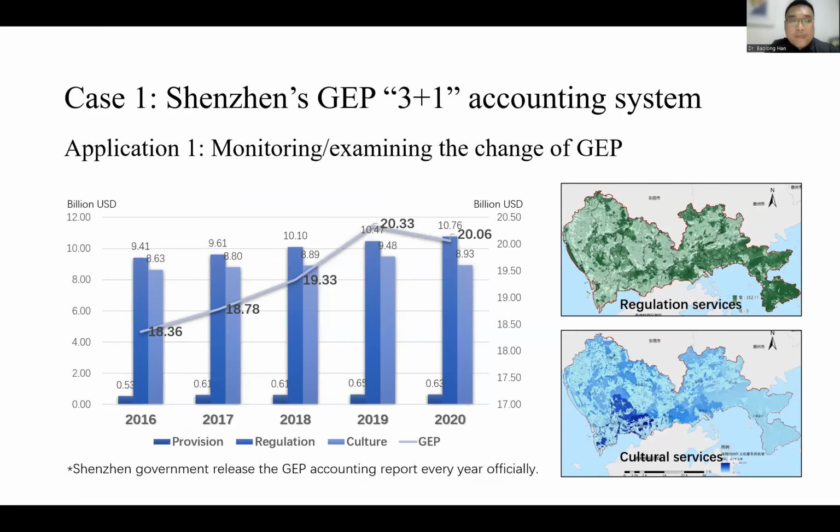That's the result. The central government has been releasing their city's GEP for 3 years, 2020, 2021 and 2022. For these 3 years, they released their GEP officially. And we can see the change of GEP for this city. Because of COVID-19, this city's cultural services value went down, but for the whole city, it's still good news that their regulation services keep increasing.